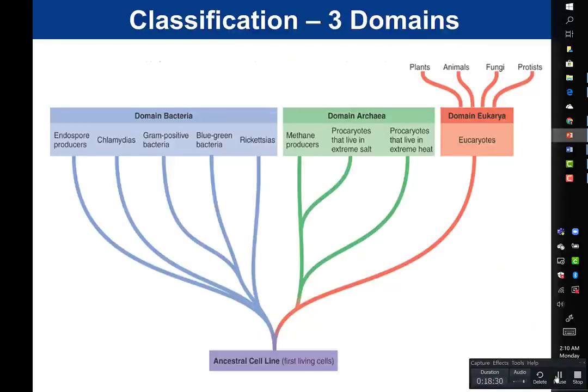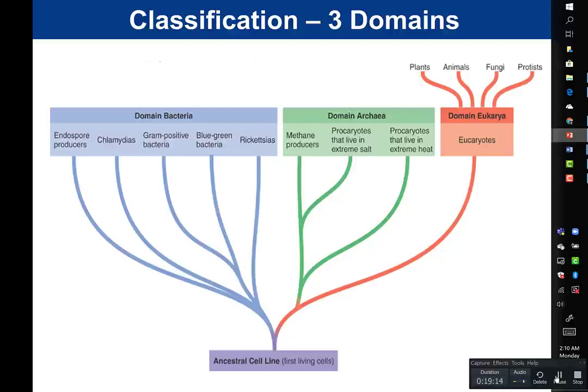So if we look at what we call a phylogenetic tree, we're looking at evolutionary relationships, meaning how far ago did these organisms diverge into separate classifications. So if we look at this first ancestral cell line, this first living cell, that cell at some point during its growth acquired a mutation. Mutations are changes in the DNA sequence, and those changes can happen randomly. Well, what can happen is that those mutations, those changes, can then lead to two different groups of organisms.